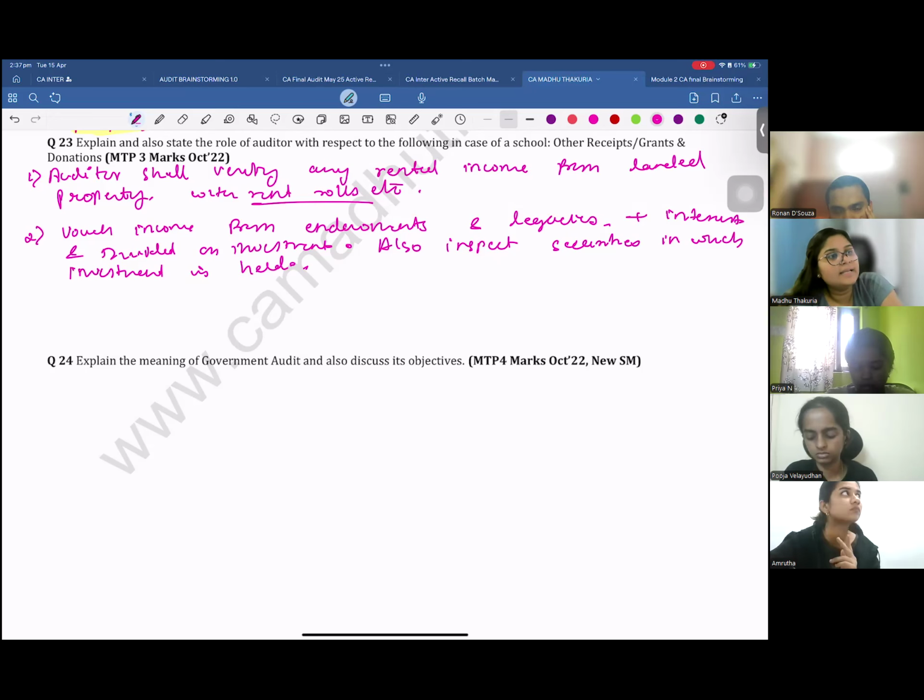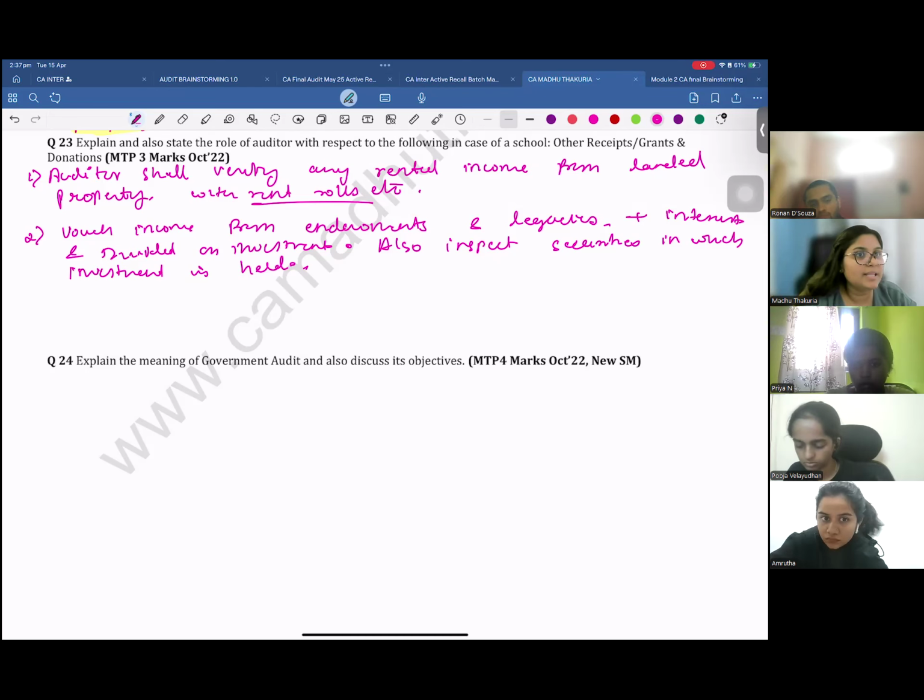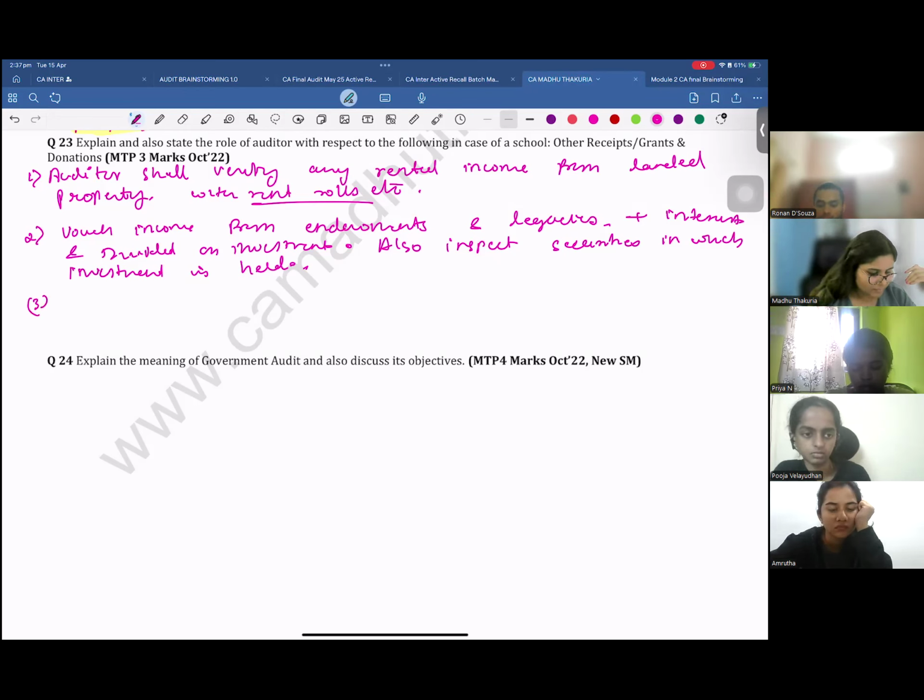So if there is any income from the endowment and legacies, check that. If there is any income from the interest or investments, if the school has made any investment, they must be getting the interest or the dividend out of it. So you have to check in what investment they have made, in what security they have made the investment. Are they getting any income out of it, or are they getting any income out of the endowments and the legacies? Third, verify the grant.